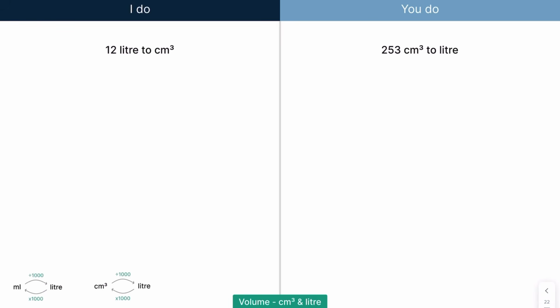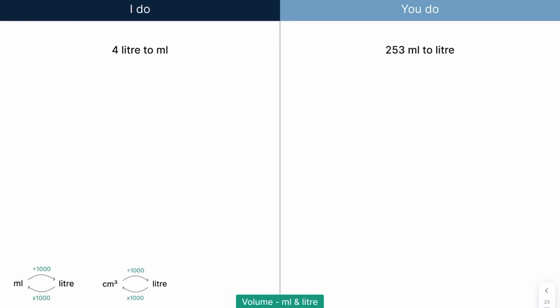So looking over here, we are going from litres to centimeters cubed. I've got the conversions at the bottom, and to go from here to here, you times by 1,000. And on the right, we're going from centimeters cubed to litres, so we're going to divide that by 1,000. Hopefully you pressed pause and had a go at this. Now we are going from litres to millilitres. Again, we are timesing that by 1,000. Now millilitres to litres, so we are going this way. If I look at the arrow pointing that way, we are going to divide.